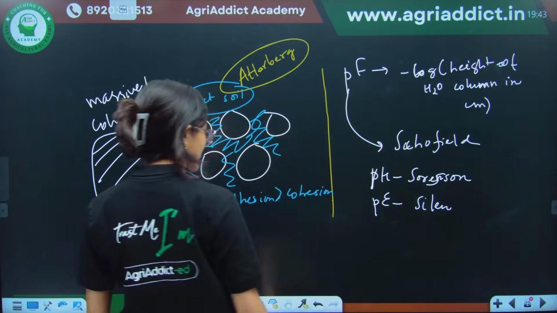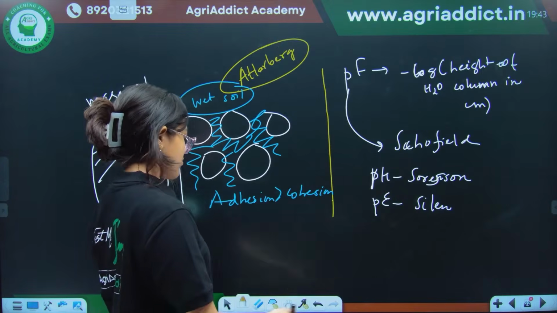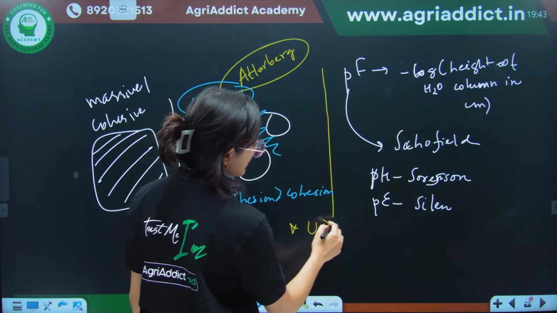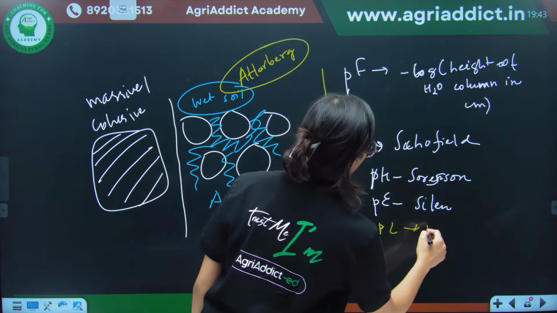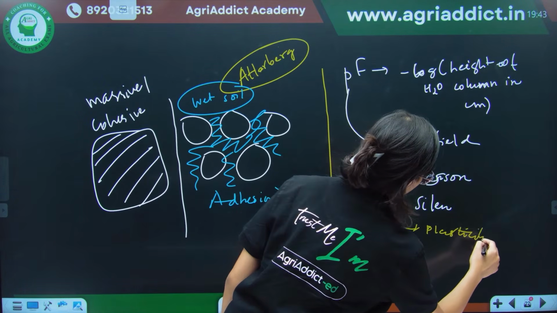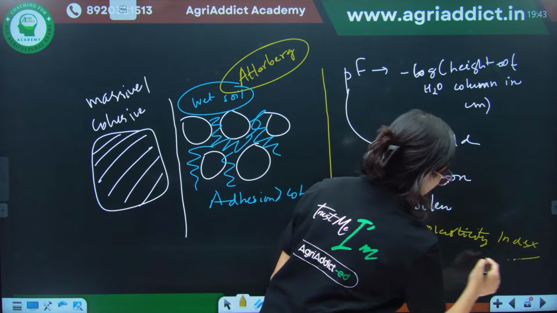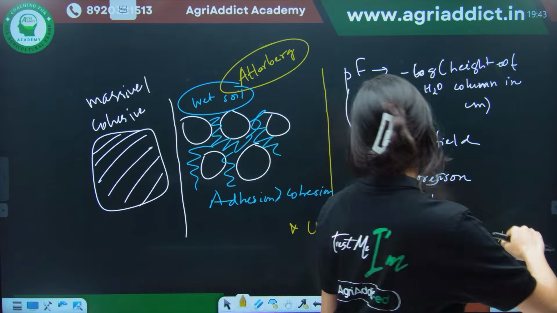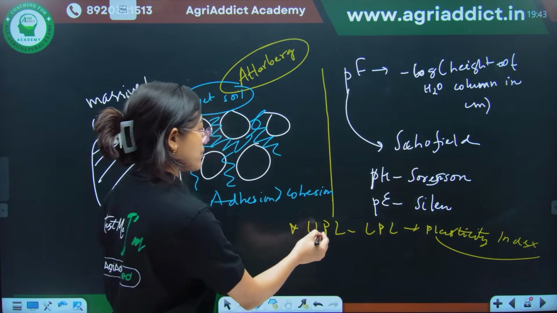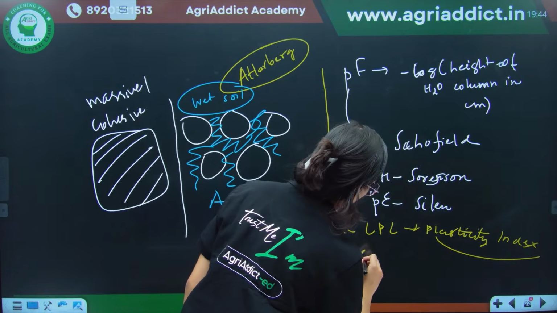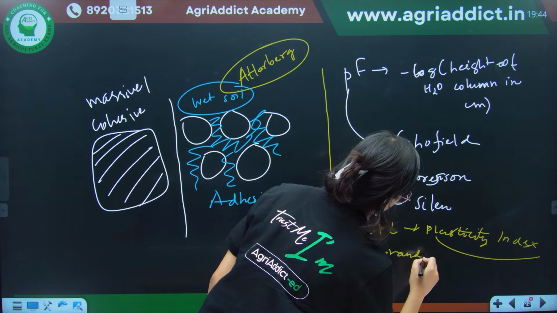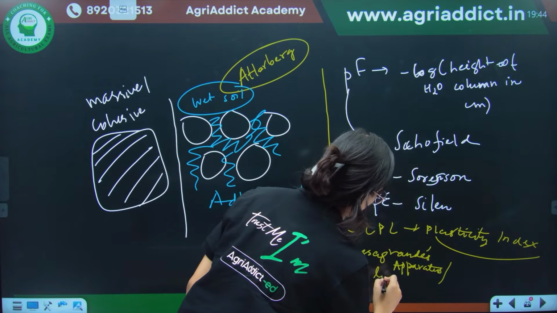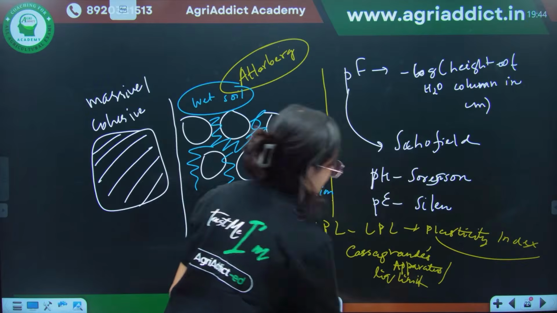Now, this Atterberg scientist, he gave different limits, and some of the important points that you have to remember is that the difference in between upper plastic limit and the lower plastic limit is called plasticity index. Okay, and it will help you to judge that whether or not your soil is plastic. So, this upper plastic limit, it is measured with the help of Casagrande's apparatus. Okay, it is also called liquid limit, and measured with the help of Casagrande's apparatus.